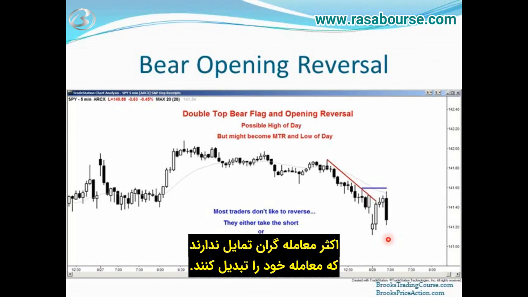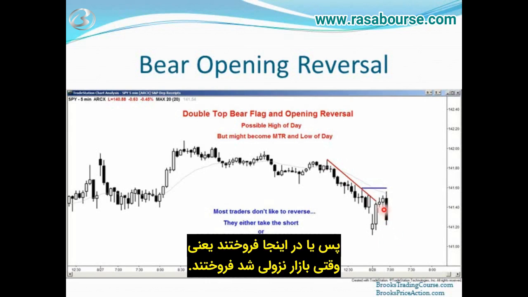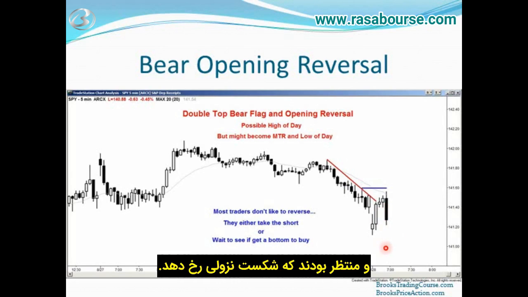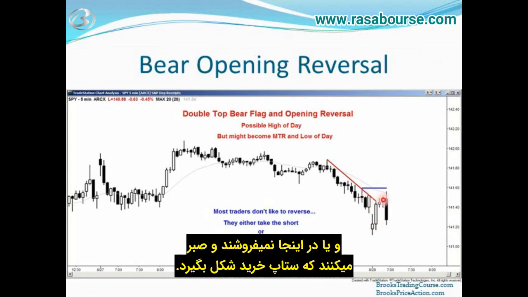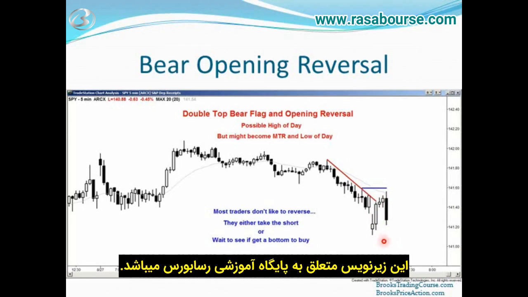Most traders don't like to reverse, so either they took the short as the market went upside down, looking for the downside breakout, and then they'll ignore the long, or they'll not take the short and wait to see if we get a buy setup.